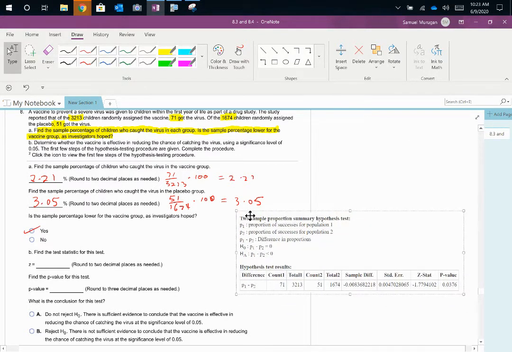All right, now on this, I'm going to show you how to use the calculator to do this in a second. But on this, we can observe that we see the z statistic as negative 1.78 to 2 decimal places. Why is this on here?